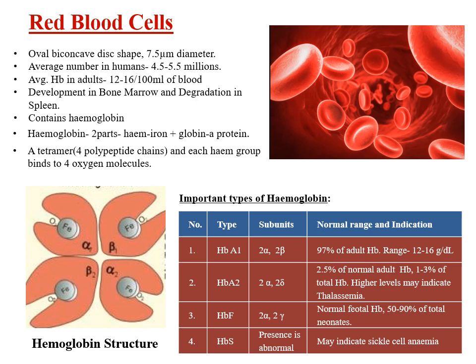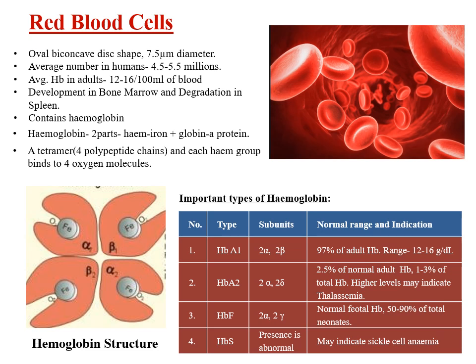RBCs are red in color due to the presence of the pigment hemoglobin. Hemoglobin is composed of two parts: the iron part, that is heme, and globin, which is a protein. The heme part of hemoglobin binds to oxygen molecules and circulates oxygen throughout the body. Hemoglobin is a tetramer, that is, it has 4 polypeptide chains, and each hemoglobin molecule can thus bind to 4 oxygen molecules. You can see in the picture the structure of hemoglobin. Notice that the iron part of hemoglobin binds to the oxygen molecules.